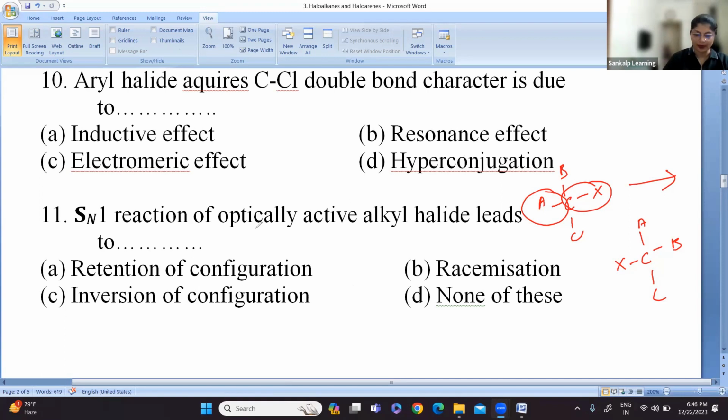So SN1 of optically active alkyl halide, what does it lead to? Retention, racemization, or inversion? It leads to racemization. Yes. So there will be both. Okay, 50% retention and 50% inversion. Okay. So it leads to racemization. So when you are studying the stereochemical aspects of SN1 reaction, this should be kept in mind. Fine. Now moving further.